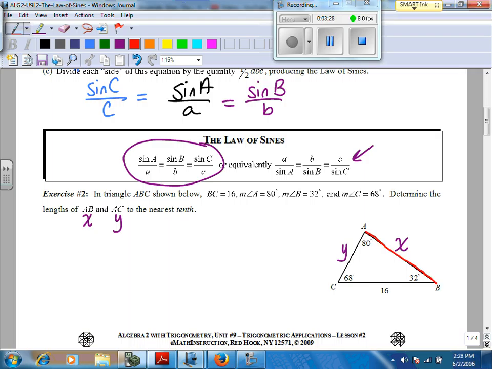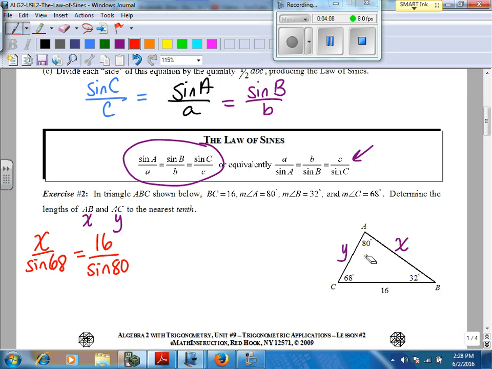Now, the one thing that I always focus on when we're doing law of sines is having a pair. And what I mean by a pair is an angle and the side opposite it. So we have that with angle A and side A. I have this angle, but I'm looking for that side. So I can set up law of sines where I say X over sine of the angle opposite it, which is 68, equals 16 over sine of the angle opposite of that, which is 80.